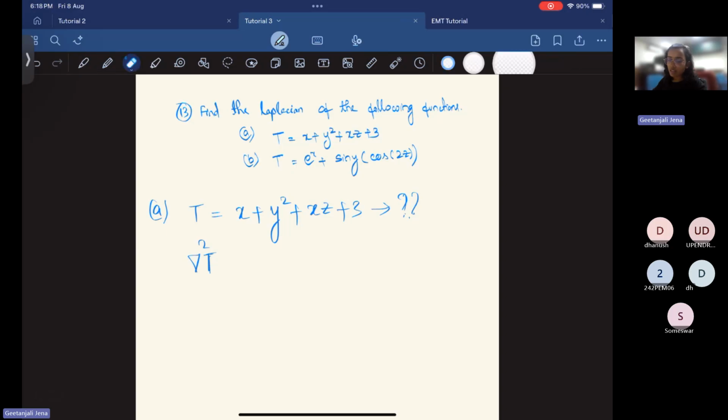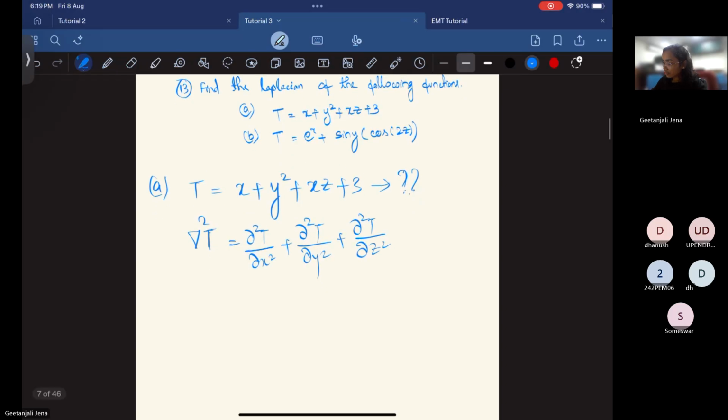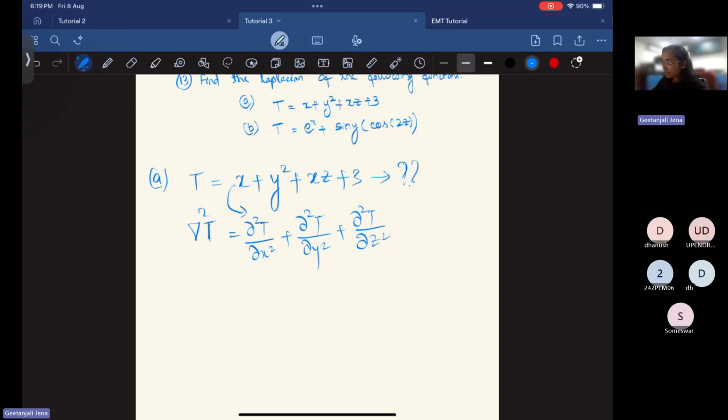Yes, so this will come out as 2. Just use ∂²T/∂x² + ∂²T/∂y² + ∂²T/∂z². The double derivative with respect to x will give 0, this will also give 0, so this will give 0. The double derivative of y squared, ∂²/∂y², will give 2. And for z, this is constant, so it will be 0. So the answer will be 2.